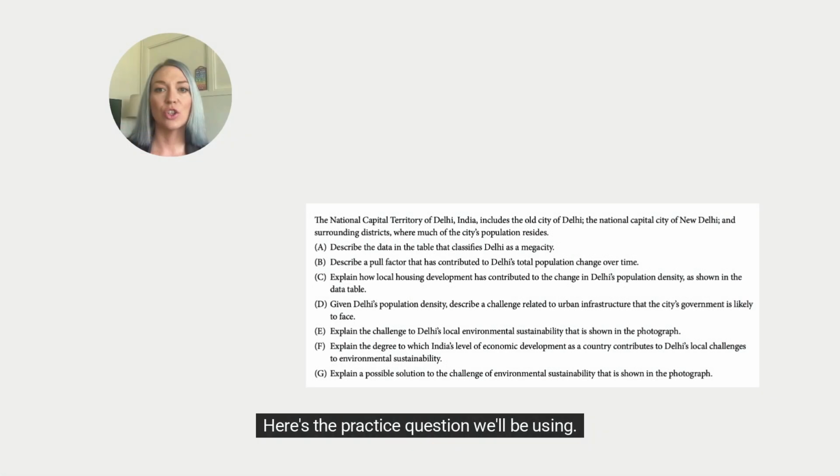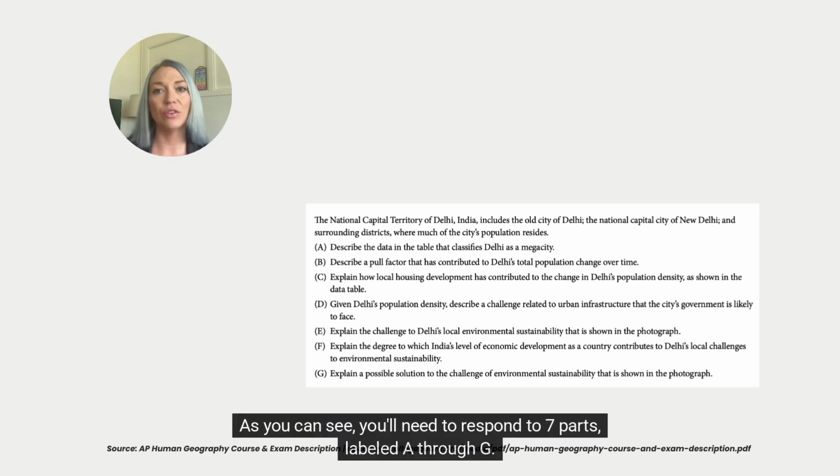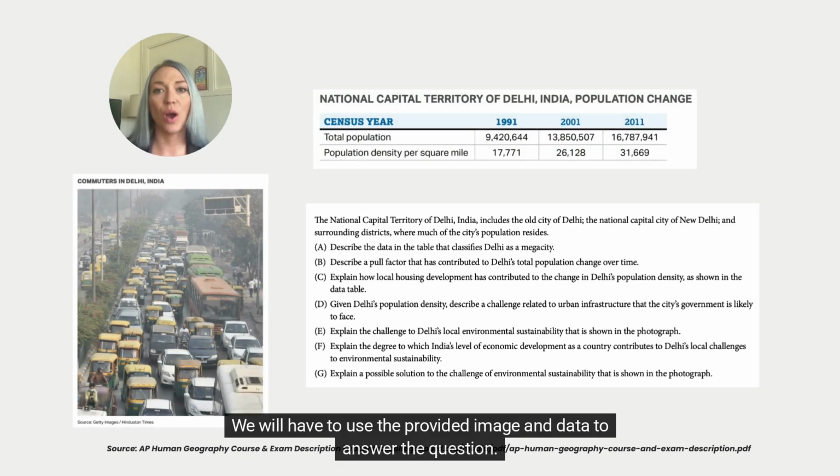Here's the practice question we'll be using. You can find this FRQ in the AP Human Geography course and exam description on the AP Central website. As you can see, you'll need to respond to 7 parts labeled A through G. We will have to use the provided image and data to answer the question.